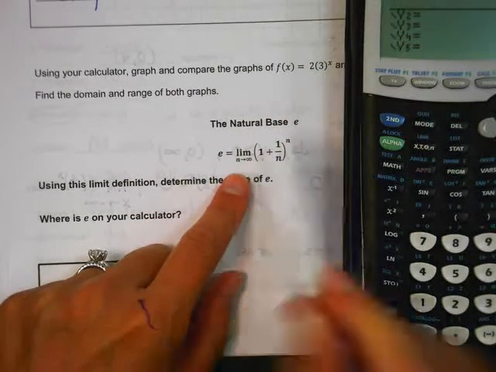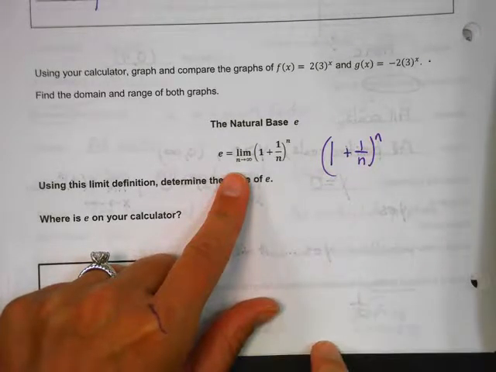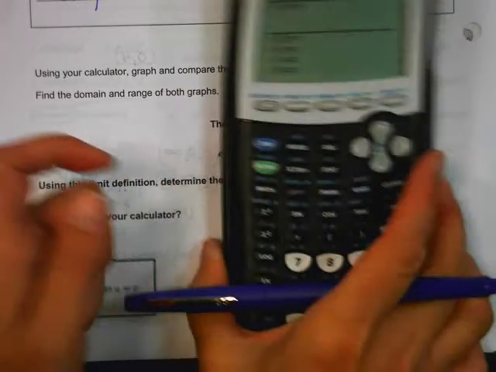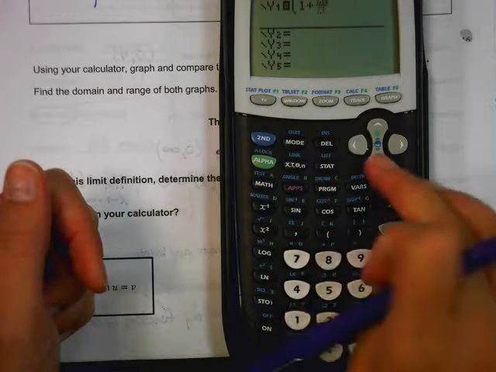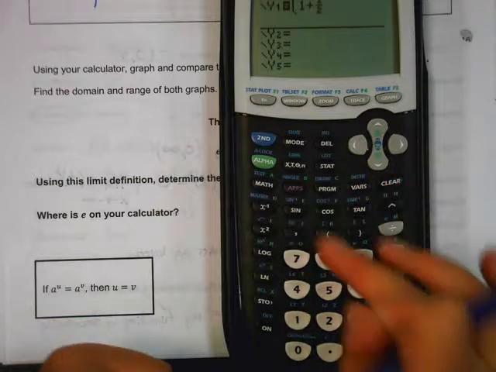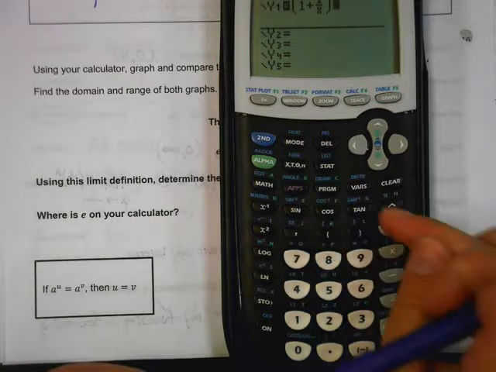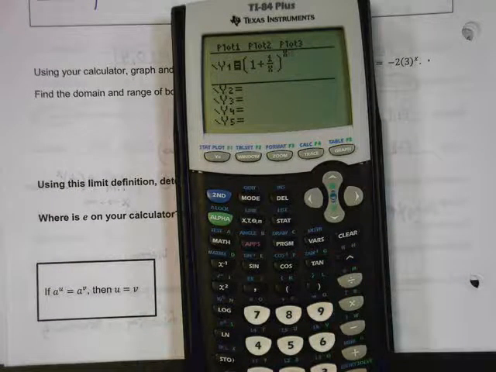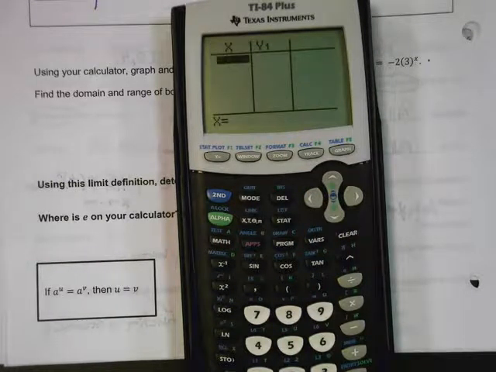So they want to know what this expression does as n gets wicked large, as n goes off to infinity. I'm going to put this in my calculator, but I'm going to use x because we don't have an n on here. So I put that expression into my calculator: 1 plus 1 over x, all to the x. Is that okay? And I'm going to change the settings so I can physically make x get big.